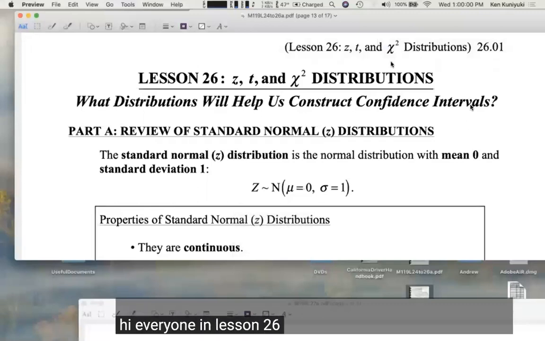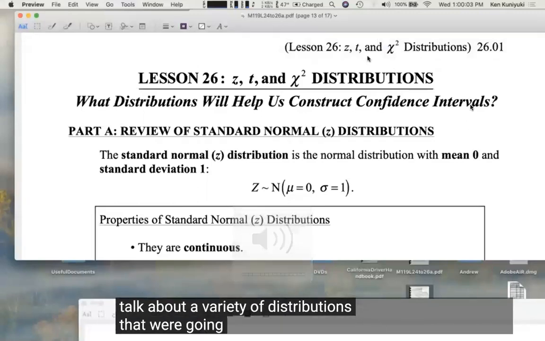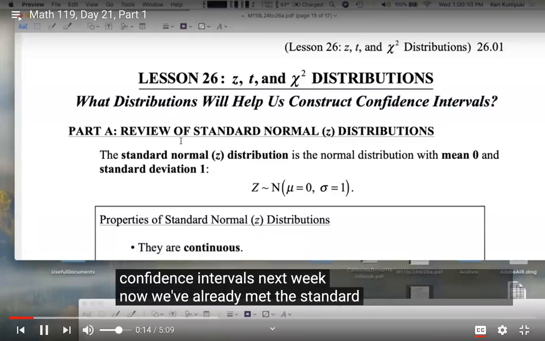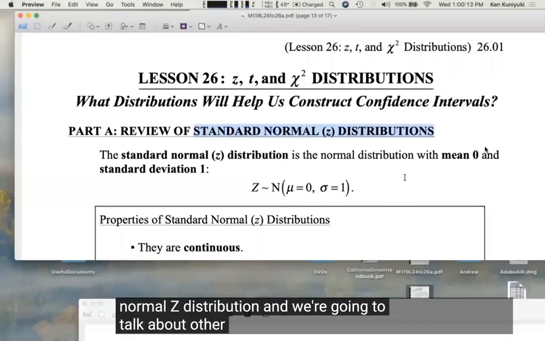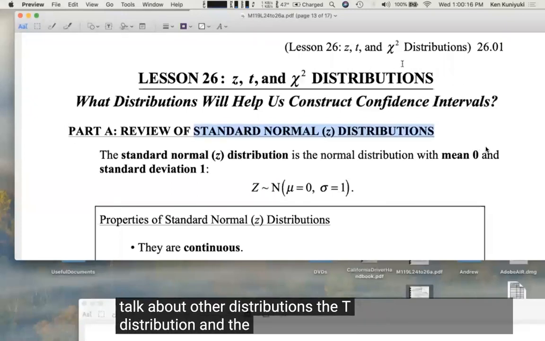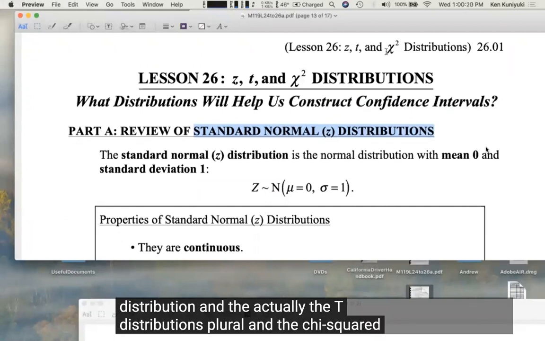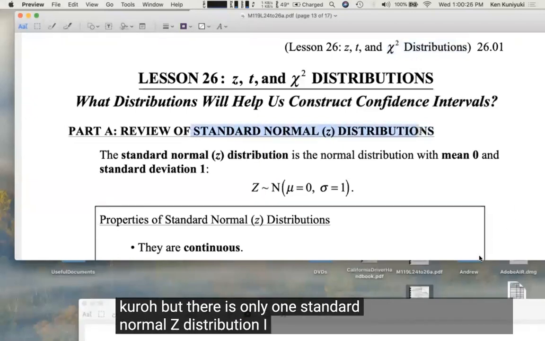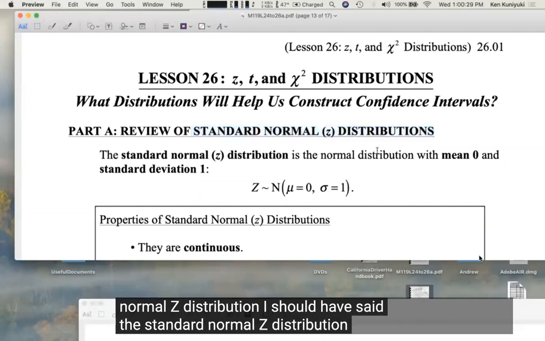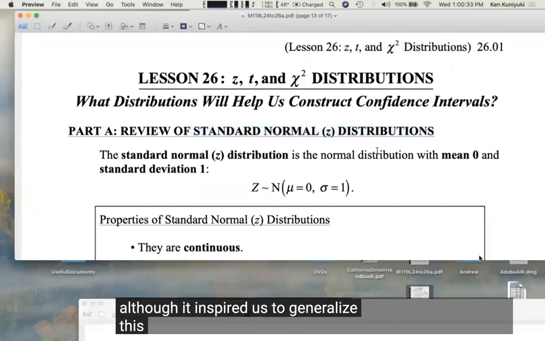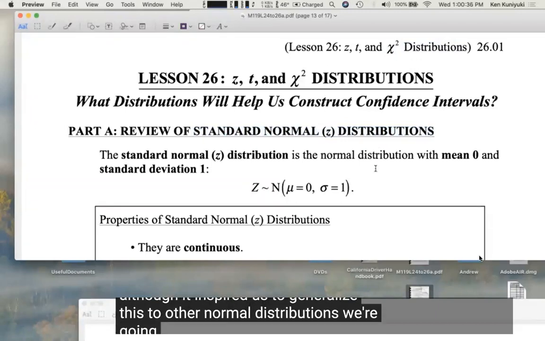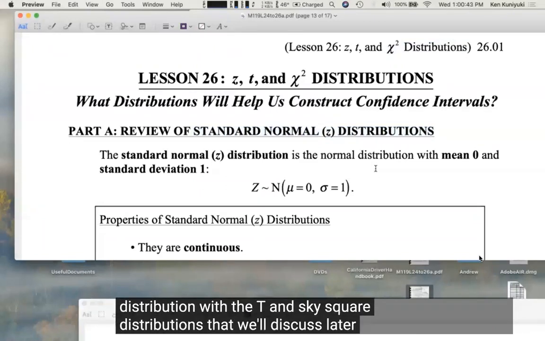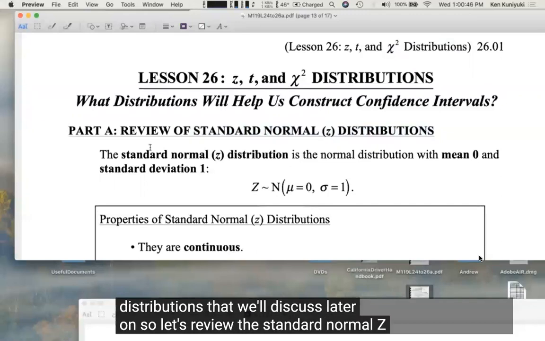Hi, everyone. In lesson 26, we're going to talk about a variety of distributions that are going to help us construct confidence intervals next week. Now, we've already met the standard normal Z distribution, and we're going to talk about other distributions, the T distributions, plural, and the chi-squared distributions, plural. But there is only one standard normal Z distribution. Although it inspired us to generalize this to other normal distributions, we're going to compare and contrast the Z distribution with the T and chi-square distributions that we'll discuss later on. So let's review the standard normal Z distribution.